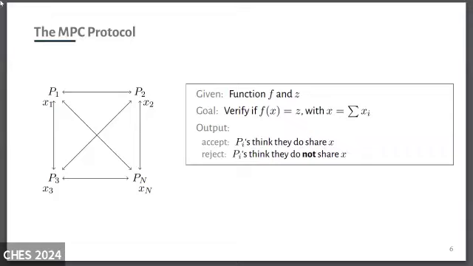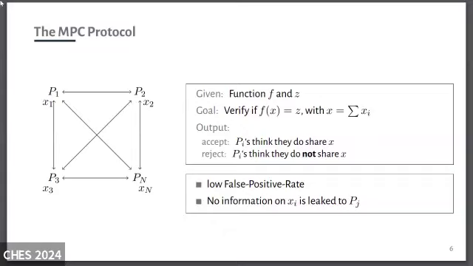All parties have a public function f and an image of this function z, and they also share shares xi, which sum up to x. The goal of this protocol is to verify whether those parties really have a share of this x, such that the sum over the xi's is x. The protocol accepts if the parties, the Pi, think they do share the solution, and rejects if they think they do not share the correct xi's.